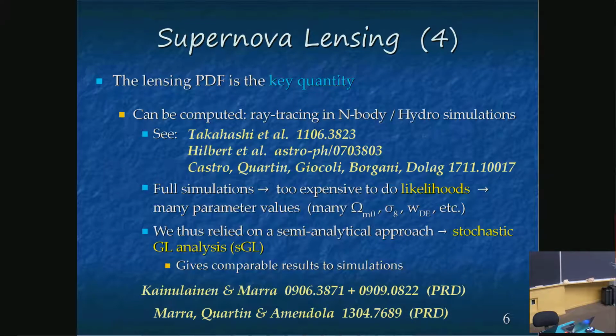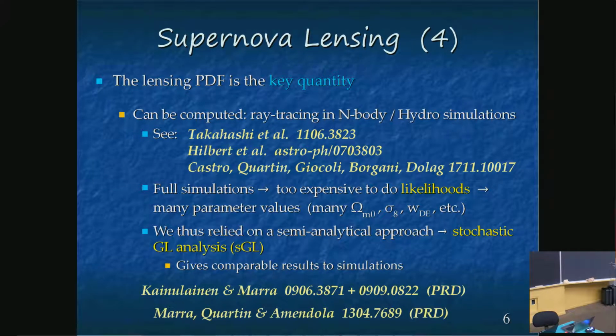And this is what we proposed in this paper here 5 years ago already. So the PDF is the key quantity if you want to model this. And you can compute that with ray tracing in n-body simulations. And we just did this last year, the first ray tracing in a hydrodynamic cosmological simulation, so you can use those. But of course, if you do full simulations, it's too expensive. They take forever to run. So you cannot run a likelihood on full simulations. Now people are starting to think about and doing very simplistic likelihoods, using a set of simulations, but still it's very prohibitive, right? You can do a few, maybe several, but you cannot do 1,000.